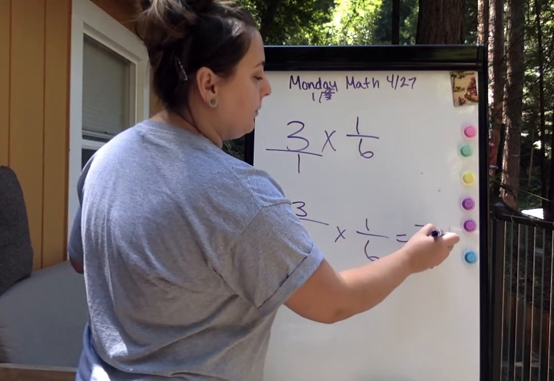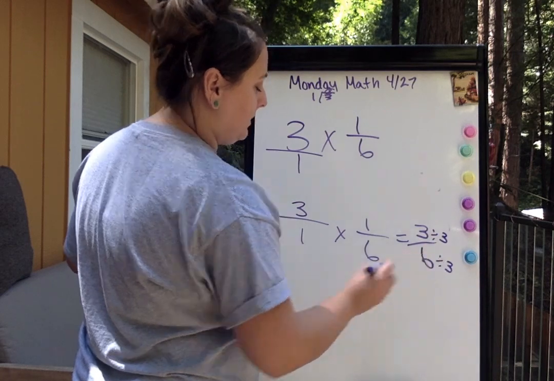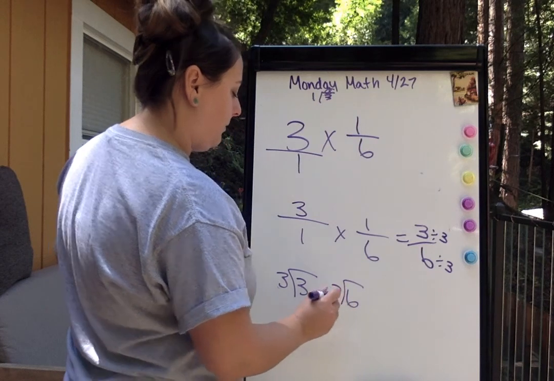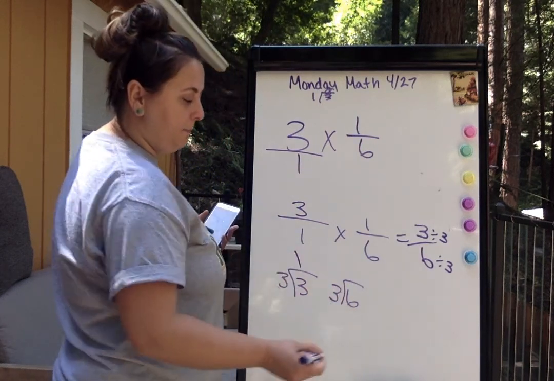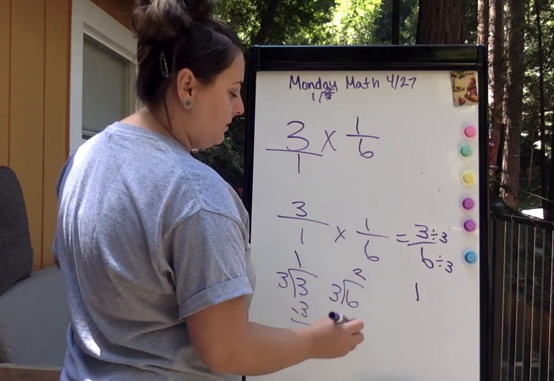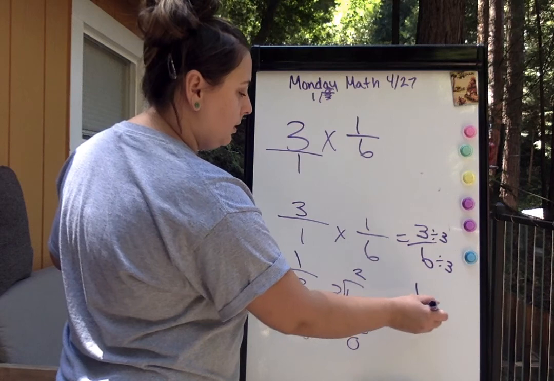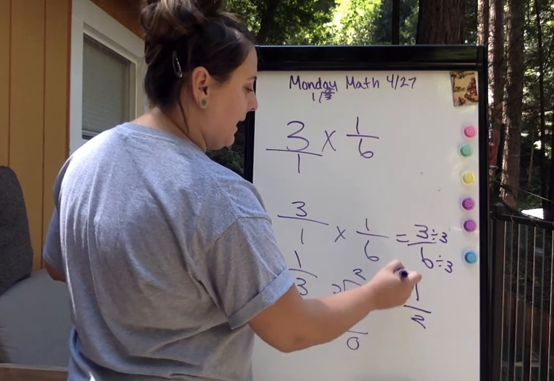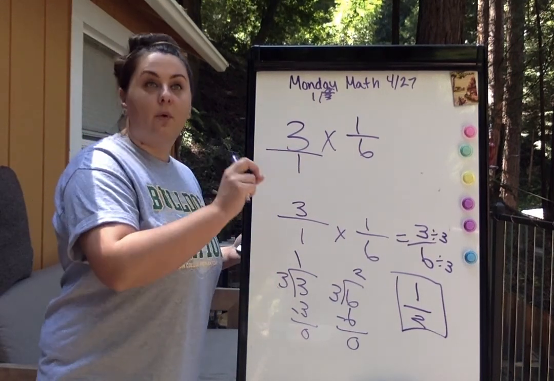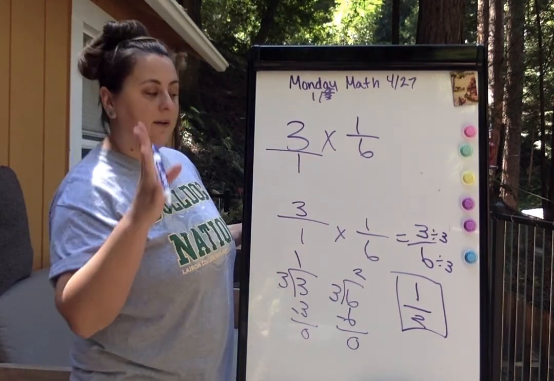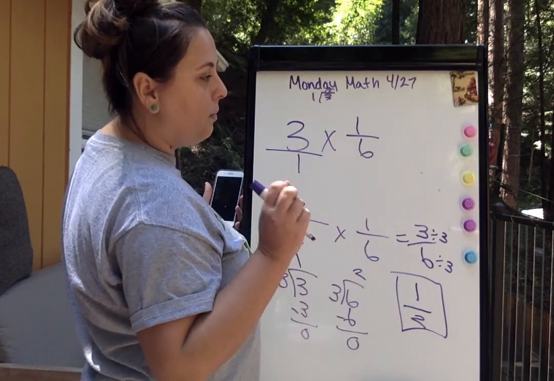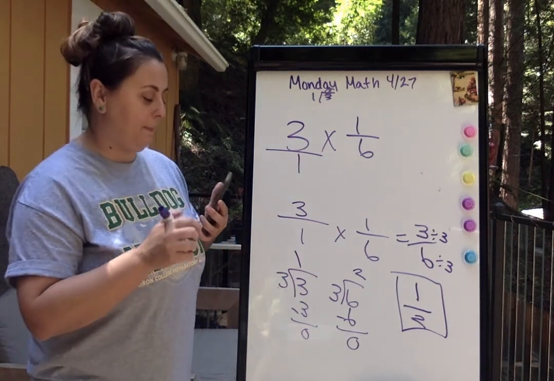I know that I can divide 3 by 3 and 3 by 6. So 3 divided by 3 and 6 divided by 3. 3 goes into 3 one time. 3 goes into 6 twice. For a total of 1/2. Remember we talked about those benchmark fractions? 3 is half of 6. 4 is half of 8. 10 is half of 20. 1 is half of 2. So all equals 1/2. Okay?